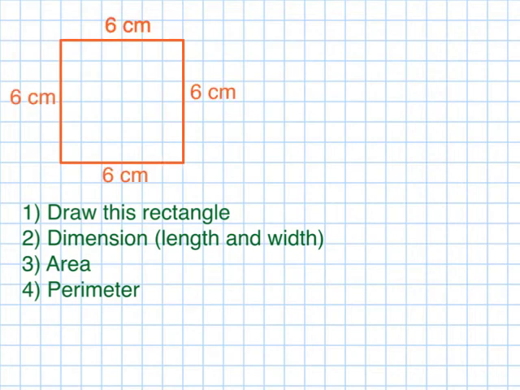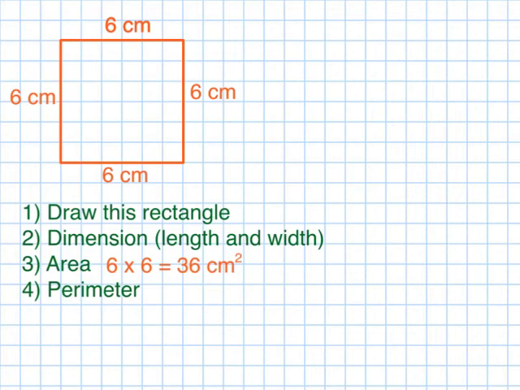So I'm sure you realized as soon as you saw this rectangle that it is also a square. Remember, a square is a rectangle. It's just a special kind of rectangle where all 4 sides are equal. So in this case, the length and the width are 6 centimeters.